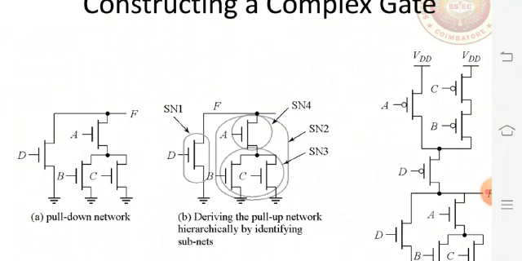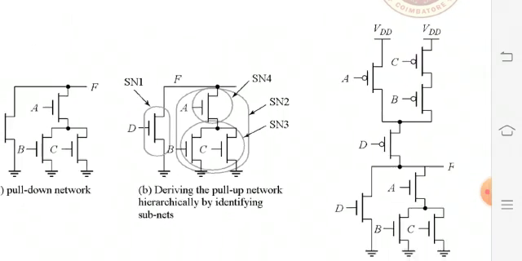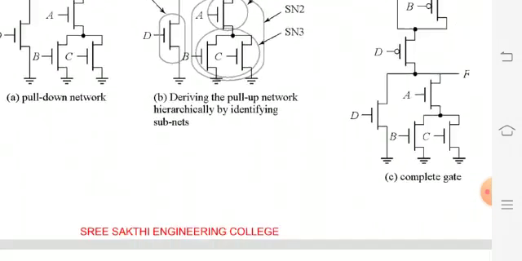So these are the subnets. D, A, D are subnet 1, subnet 2 is C, then subnet 3 is... subnet 2 is B, subnet 3 is C, subnet 4 is A. So with that we are able to analyze a complex gate.